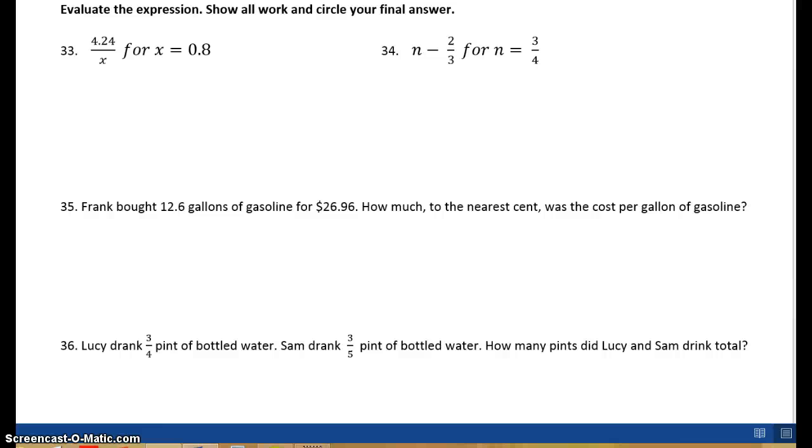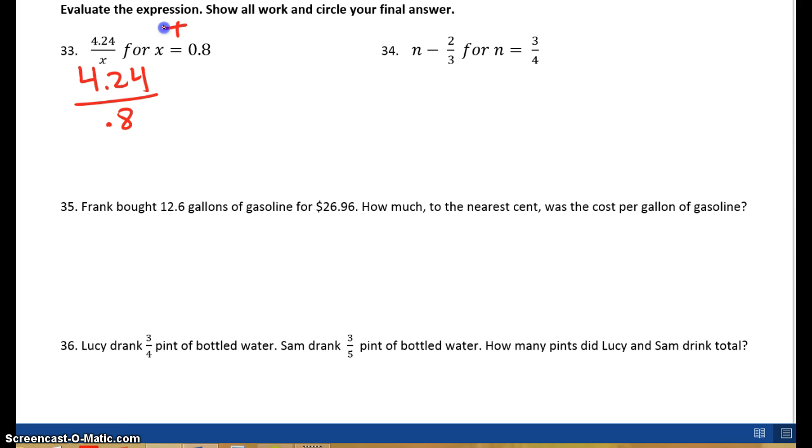Page 4 starts off with evaluating the expression, show all work, and circle your final answer. So for number 33, we have 4.24 over x, for x equaling 0.8 or 8/10. What we do first is plug in what we know for x. So we would rewrite this problem as 4.24 over 0.8. Now we're going to divide that out.